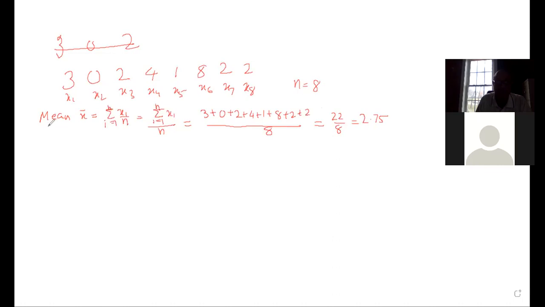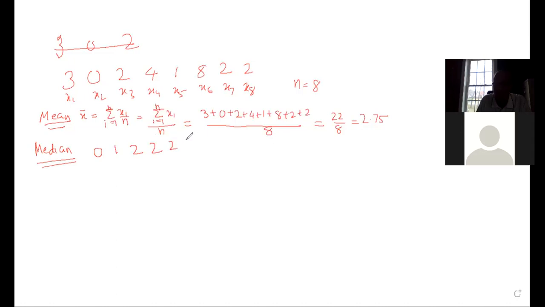Now I want to go for the median. This is my mean. Now I would like to go for the median. As I told you, we require the ascending order of the given numbers. So the lowest number will come first, and then we have to increase the number. The lowest one is 0, then we have 1, then we have 2, 2 and 2. So 3 times 2.